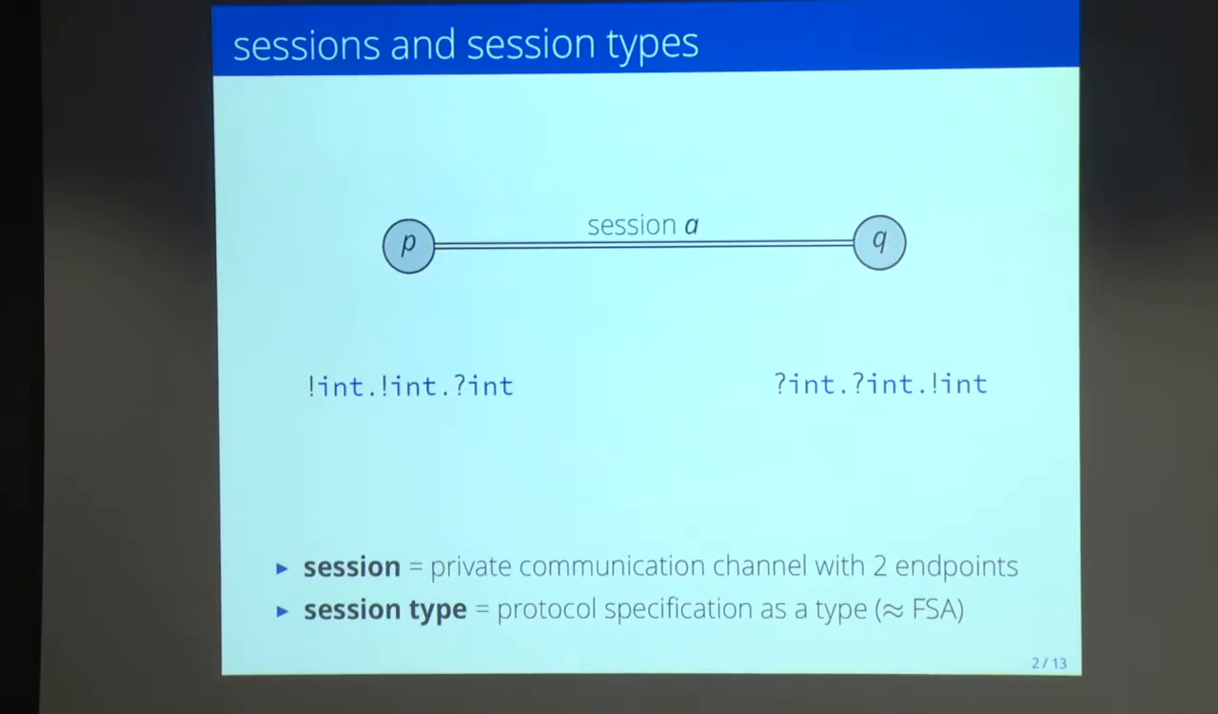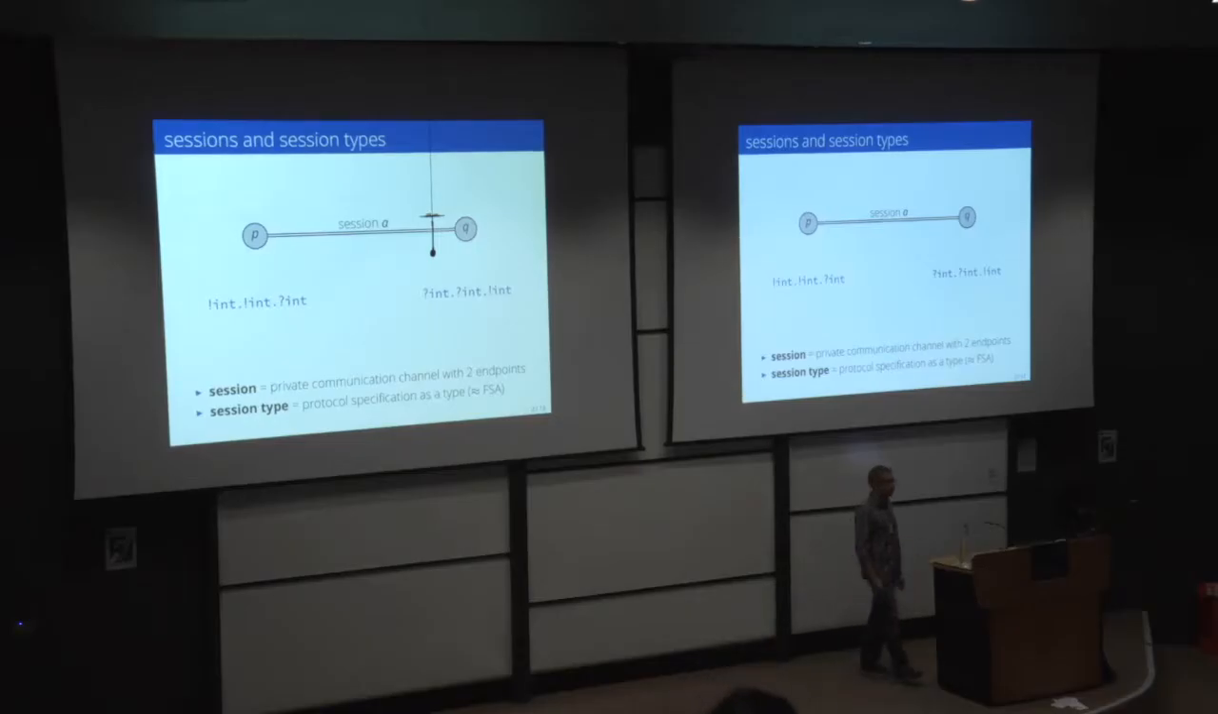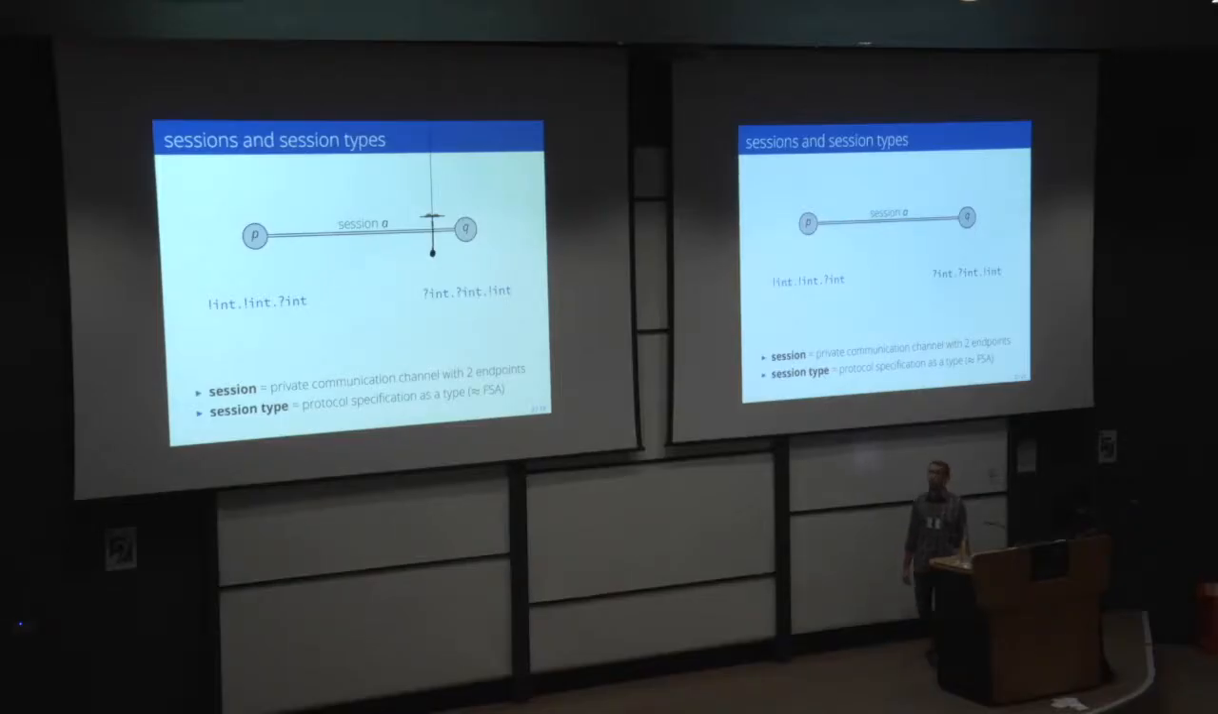And what is interesting about these is that each endpoint of the session is associated with a type, a session type, which is a type level specification of the protocol that the two processes are supposed to comply with in order to interact successfully. So in this case, for example, the process P is supposed to send two integer numbers to Q and then to receive an integer number from Q. And Q, on the other hand, will behave in a dual way.